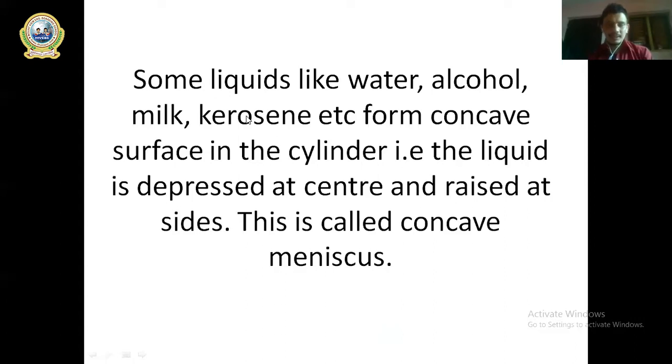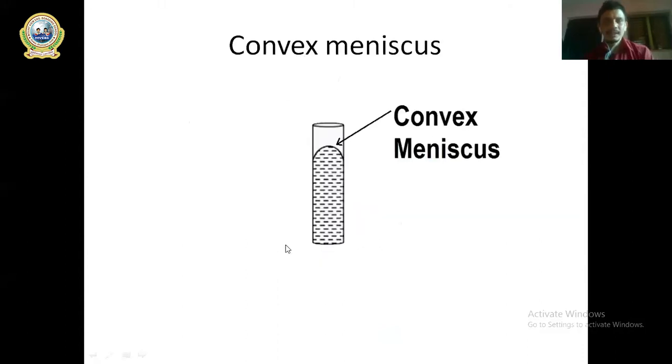Now let's go to convex meniscus. See here, exactly the opposite of the concave meniscus. Center one raised, isn't it? Center one raised and the side one depressed. Look, the middle is raised and the side is sitting lower on this side. This is called convex meniscus, and convex meniscus is exactly the opposite of concave meniscus.